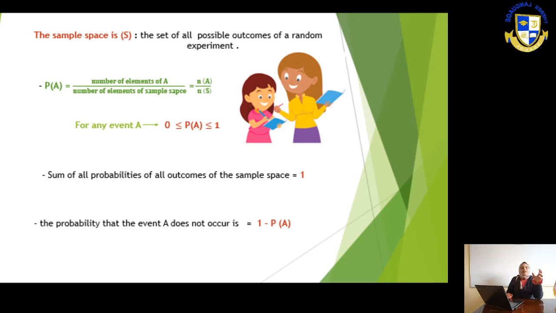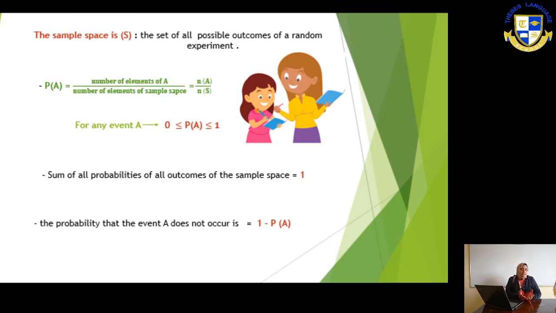And now we will study the probability of an event, for example, A. Probability of A equals the number of elements of A over the number of elements of the whole sample space. So we can say that the probability of A equals n(A), the number of A events, over n(S), the number of the sample space.